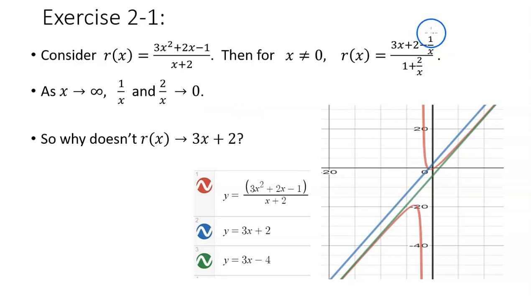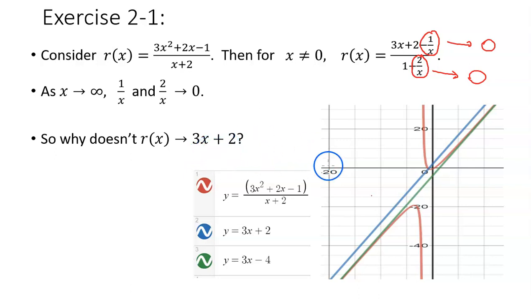Now observe, as x tends to infinity, 1 over x and 2 over x both go towards 0. So this thing and this thing both go towards 0. So why doesn't r of x go towards 3x plus 2? So pause the video and play with this a little bit.